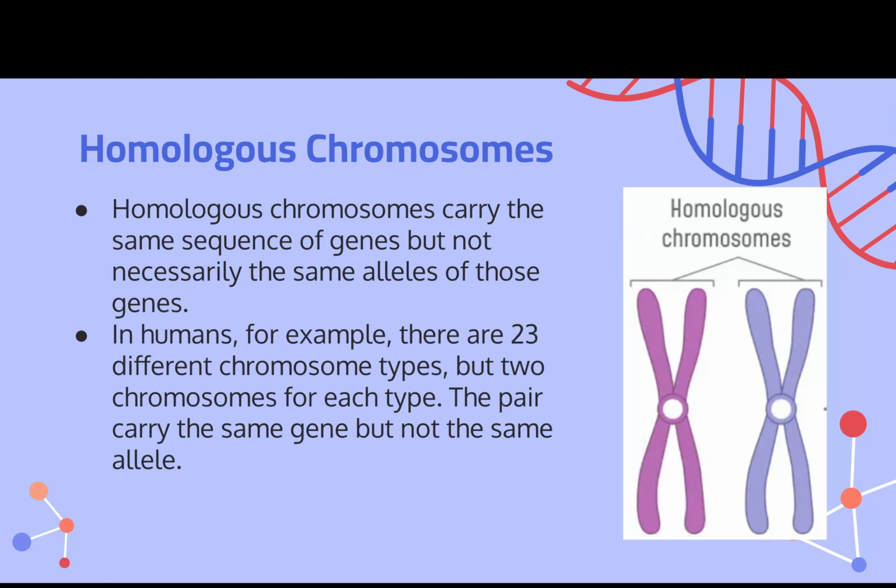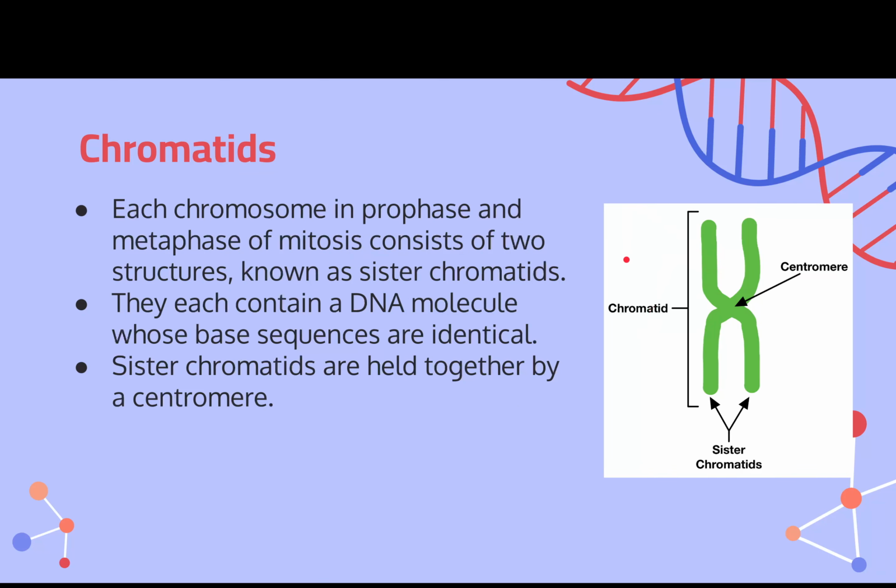Next, we're going to talk about homologous chromosomes. Now, it's important to remember that homologous chromosomes and sister chromatids are two different things. Homologous chromosomes carry the same sequence of genes, but not the same alleles. So, let's go back. In a chromosome, the gene sequence and the alleles are the exact same on each of the sister chromatids. So if you split it down the middle, this is exactly identical to this with the gene sequence and with the alleles that are being represented.